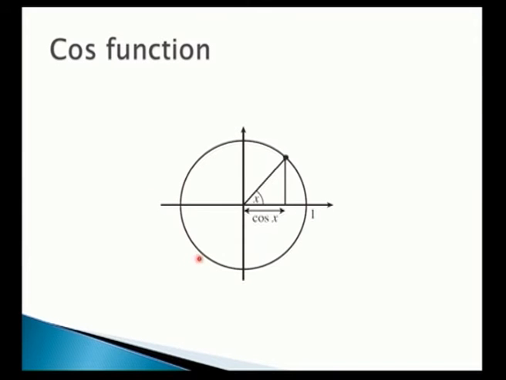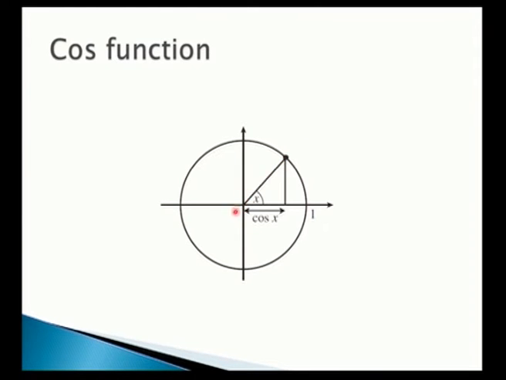Again, you imagine a unit circle. To understand the cos function, center of that unit circle is fixed at the origin of the coordinate system. Then connect any point on the circumference of the circle in the positive quadrant with the origin of the coordinate system.